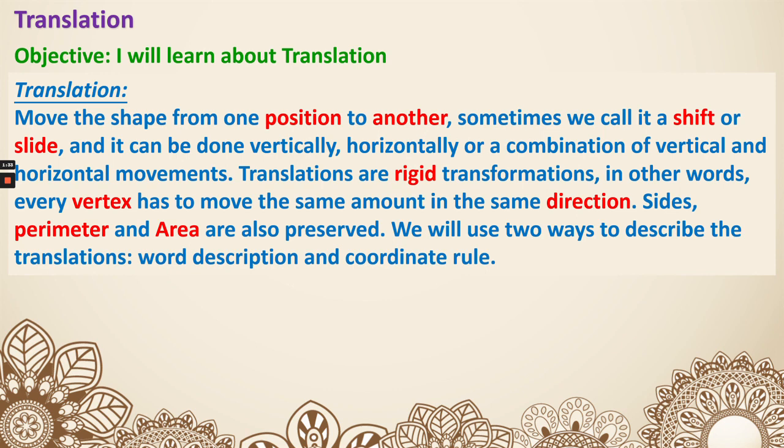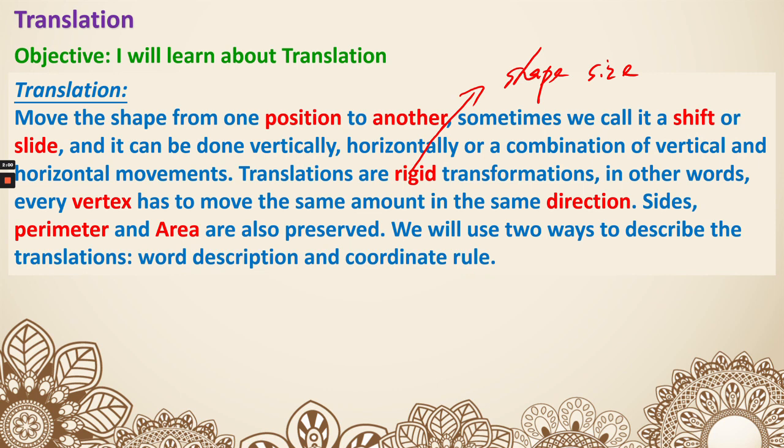because the shape and the size didn't change. They stay the same. In other words, every vertex has to move the same amount in the same direction so that the shape and the size wouldn't change. And also all the sides in the shape, the perimeter, which means adding all the sides together, and the area, which is the amount of space that the shape covers, are also preserved.